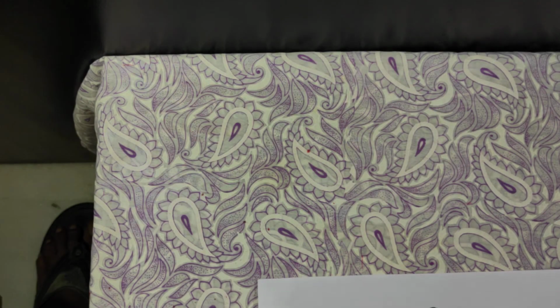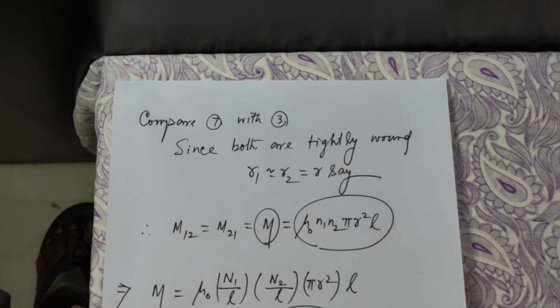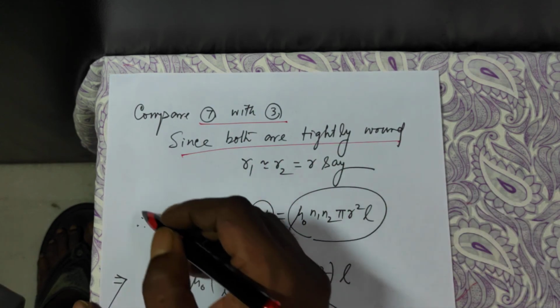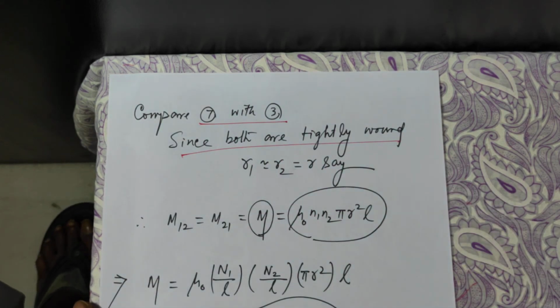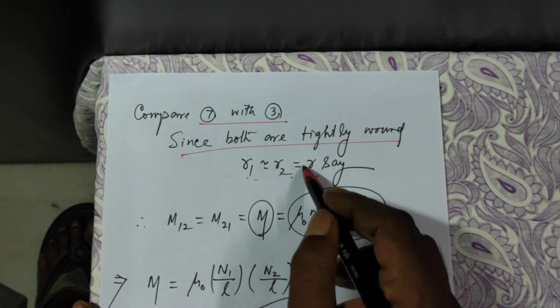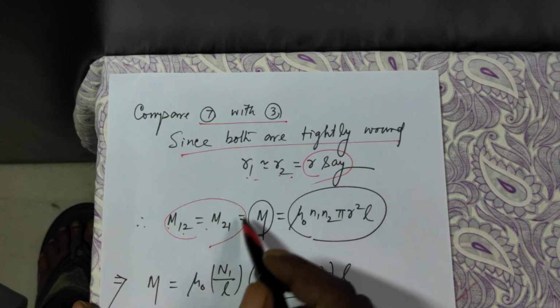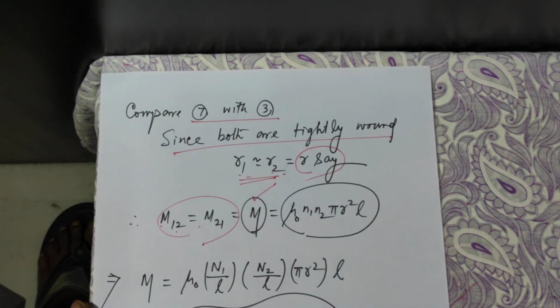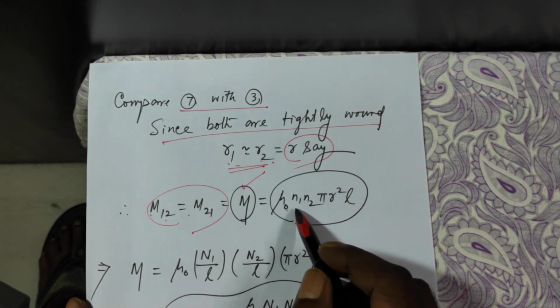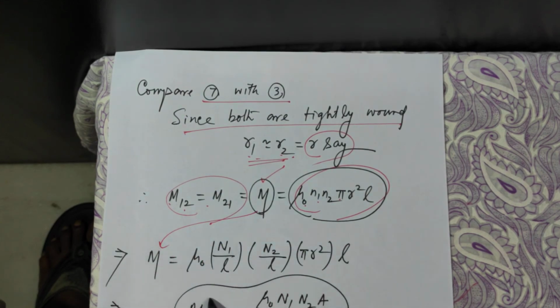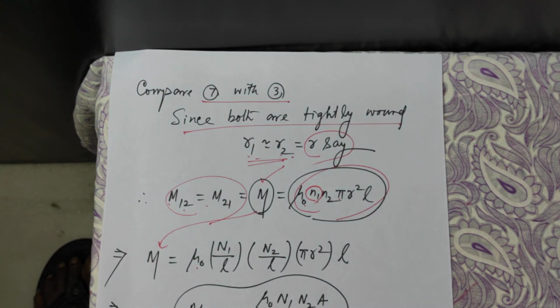Now that is what I am going to explain. Now compare 7 and 3. Since both the solenoids S1 and S2 are tightly wound, the radii are nearly equal, let it be R. Therefore M12 is equal to M21 if the radii are equal, let it be capital M. So mu naught N1 N2 pi R square L. So this can be written as mu naught n1, the number of turns per unit length in the red one.